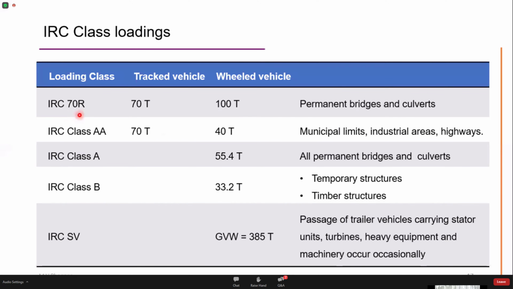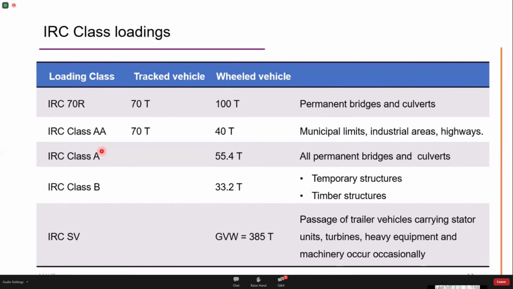IRC class 70R loading can be adopted on permanent bridges and culverts, or any bridges which are permanent in nature. IRC class AA loading is to be adopted on bridges located in municipal limits, industrial areas and highways. IRC class A loading, now this is a very important loading that all bridges are analyzed and designed for. This is to be used for all permanent bridges and culverts.